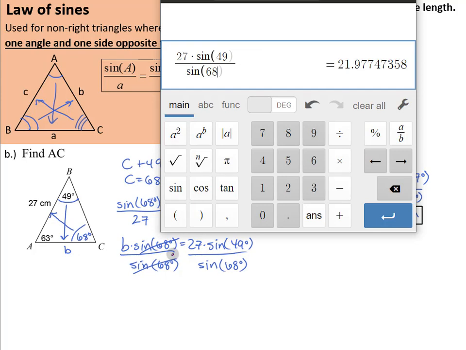Okay, so we got it all typed in there. 27 times the sine of 49 degrees over the sine of 68 degrees. And again, the calculator knows it's in degree mode, so it knows those angles are degrees. And rounding to 1 decimal place, well, actually, because of this 7, we need to round that 9 up to a 10, which moves that up to a 22.